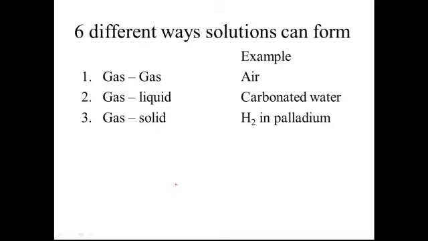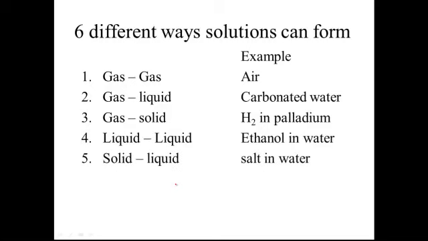A gas can also be in a solid, such as if you take a piece of metal and put some gas into it, such as hydrogen in palladium. You can have two liquids together, such as ethanol and water. They will mix together evenly. You can have a solid and a liquid, such as salt and water. And then you can have two solids mixed together. A lot of times people think that if you take a piece of gold and a piece of platinum and you melt them, there's a chemical reaction that happens. That is not true. When you put two solids together, melt them and then let them harden, no chemical reaction has happened. They have simply mixed together evenly.